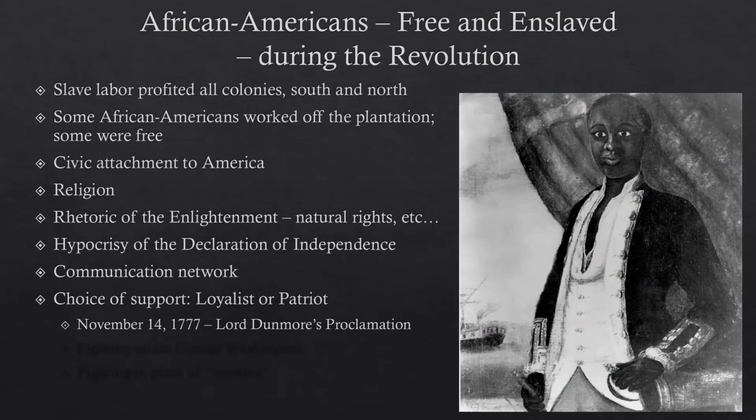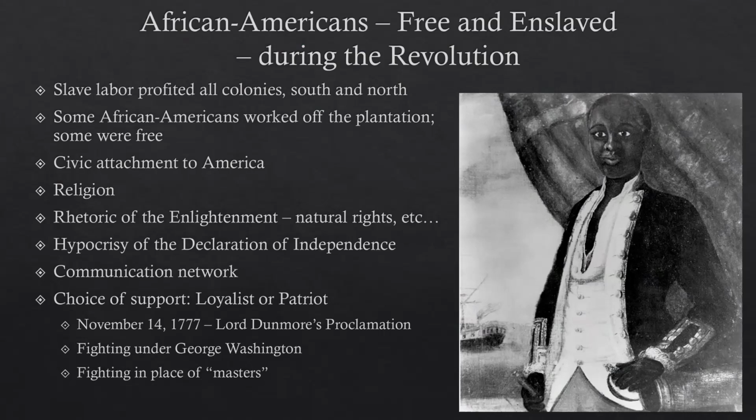And many of them did. He promised them freedom. If they joined up with Lord Dunmore's regiment, they would be granted their freedom if Great Britain won the war. So they had their choice. They could fight for the British. They could fight under George Washington.